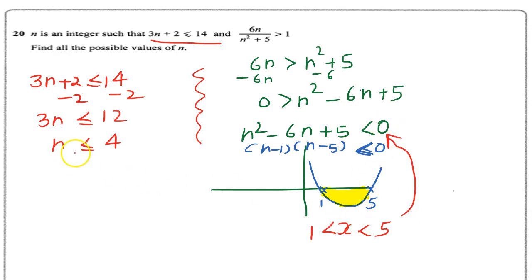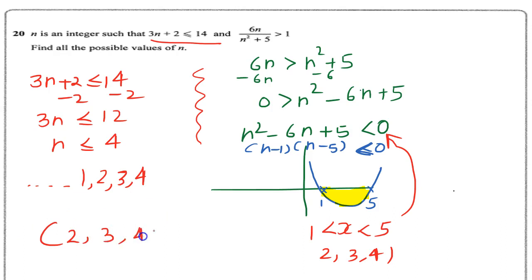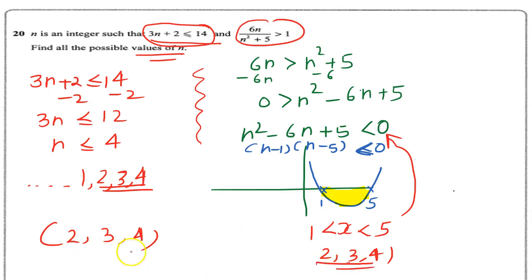And here n is less than or equal to 4. So what will be the values here? It will be 4, 3, 2, 1, and so on. And here the value is greater than 1, so it will be 2, 3 and 4. So what are the common values here? The common values are 2, 3 and 4. Why? Because we must find all the possible values of n which satisfy both inequalities, this one and this one. So the common values 2, 3, 4 will satisfy both. So this is your answer, 2, 3, 4.